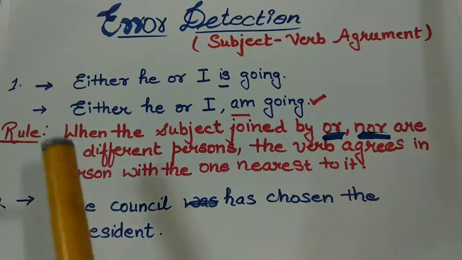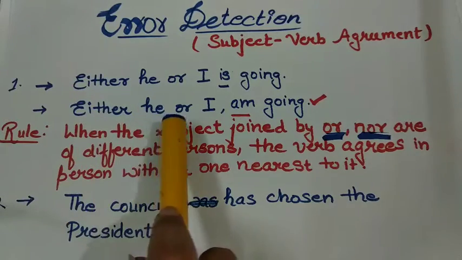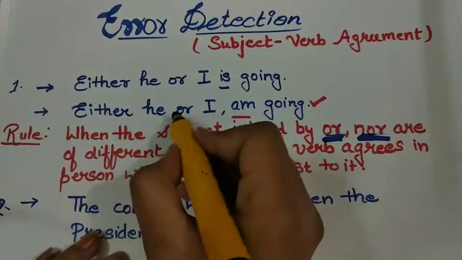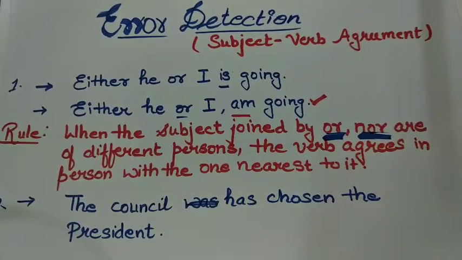So here, see, either he or I am going. The nearest one is I, so I have to use "am" because we use "am" with I. So when the subjects joined by or, here I have used or, nor are of different persons, the verb agrees in person with the one nearest to it. So you have to take care which one is the nearest one. Let us move to the second one.